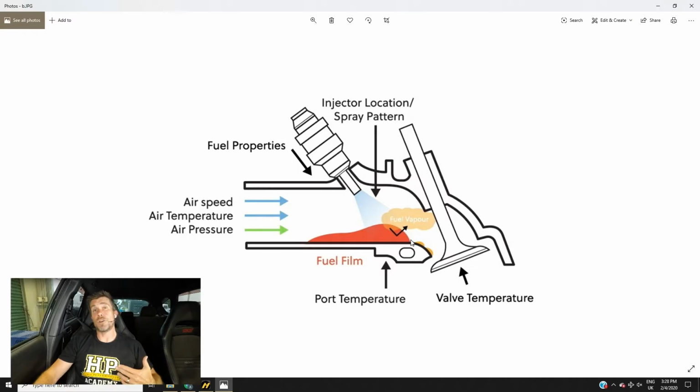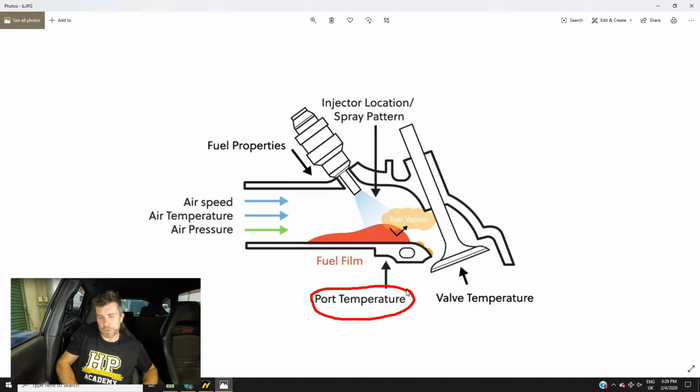The size of that fuel film will be affected by the airspeed, the air temperature. A really big factor of the size of the fuel film will be our air pressure, so our manifold absolute pressure, and it's also going to be affected by things like our port temperature as well.